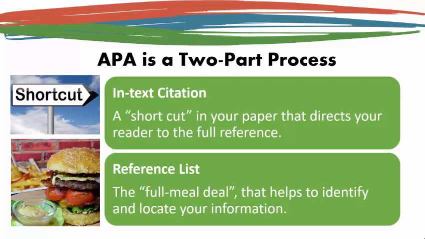APA referencing is a two-part process. One way to think of it is by remembering shortcut and full meal deal. An in-text citation is a shortcut in your paper that directs the reader to the full reference. Your reference list is the full meal deal. It provides details that help to identify and locate your information sources.